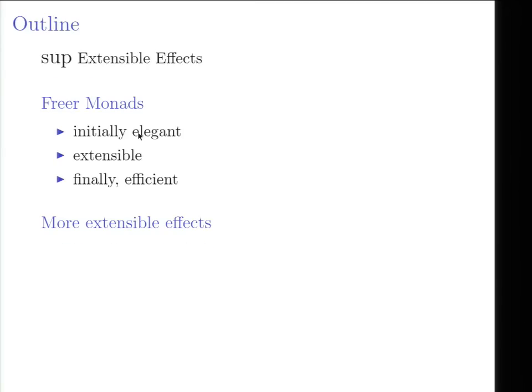So this talk is the next generation of extensible effects library. It was presented at Haskell Symposium 2 years ago. But I also want to think about it as the last generation of the extensible effects library. So, well, free monads have always been elegant, and now they're extensible, and finally now they're efficient. So my claim is there is no reason to use anything else.